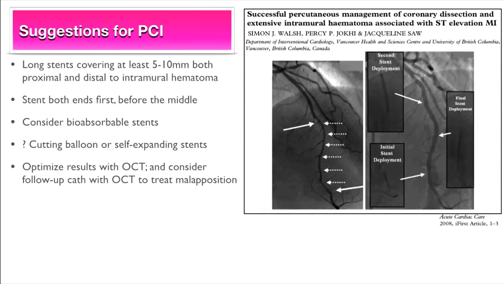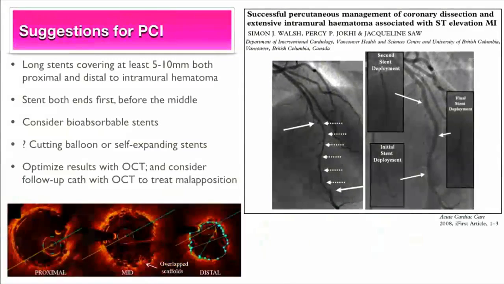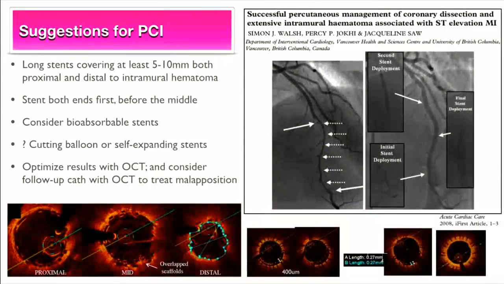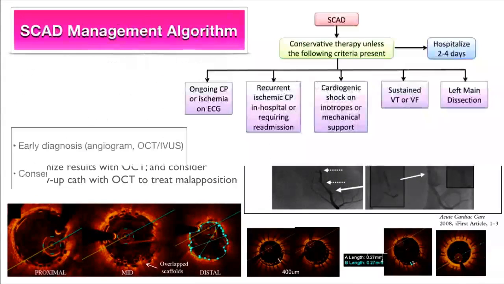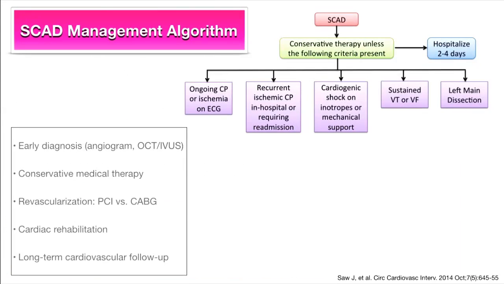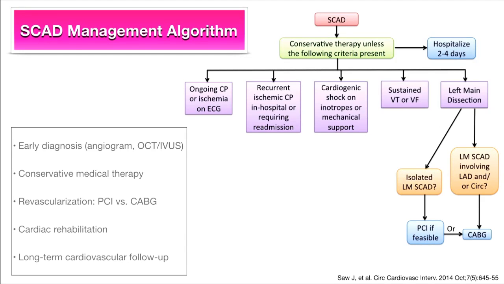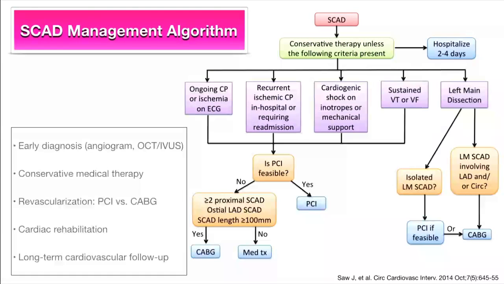Nevertheless, if you were to pursue PCI, there are some recommendations such as putting in long stents, potentially using bioabsorbable stents, and using OCT to optimize results. So just going through very quickly, as we're running out of time: for patients with these high-risk features, those are the patients we would consider whether PCI is feasible from an anatomic perspective. If it's not feasible in a patient with ongoing ischemia, then they should be considered for CABG, particularly if they have left main involvement.